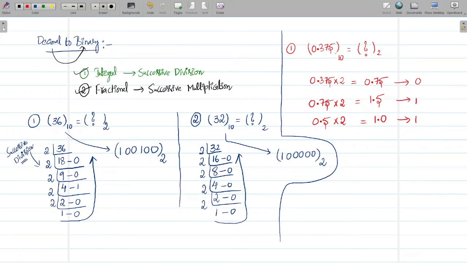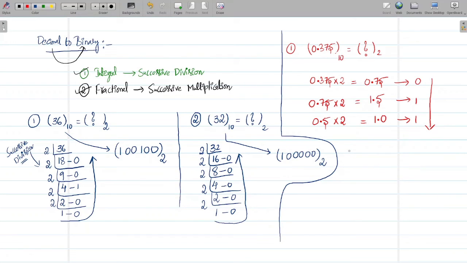At this situation we can stop our successive multiplication, or else we can stop when we have got as many digits as possible after the radix point. In these two situations we can stop our successive multiplication method. Now, in order to write the binary for the given fractional part, as we have moved in this direction, here I need to move in the forward direction.